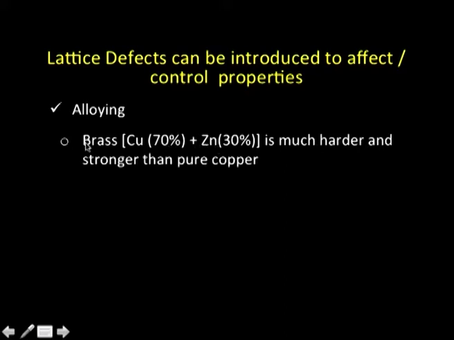So, that means this brass happens to be much harder and stronger than the pure copper. So, if I want to alter this property, the hardness of the metal, I can alloy it with zinc and get brass. That is, we are trying to introduce some kind of an impurity or imperfection from outside and try to alter the property of the material.